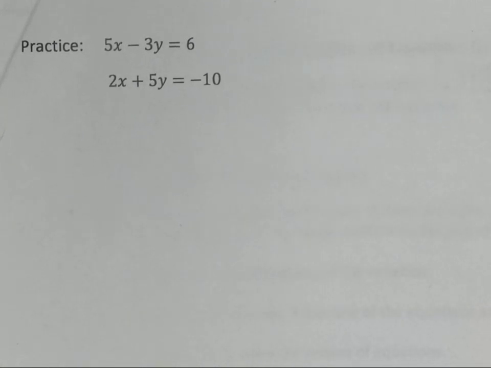We have 5x minus 3y equals 6. And we have 2x plus 5y is equal to -10. Okay? We will have to change both of these equations in order to get a common coefficient. How many of y'all want to get the same coefficient for x? How many of y'all want to get a common coefficient for y? How many? Okay, y. All right.